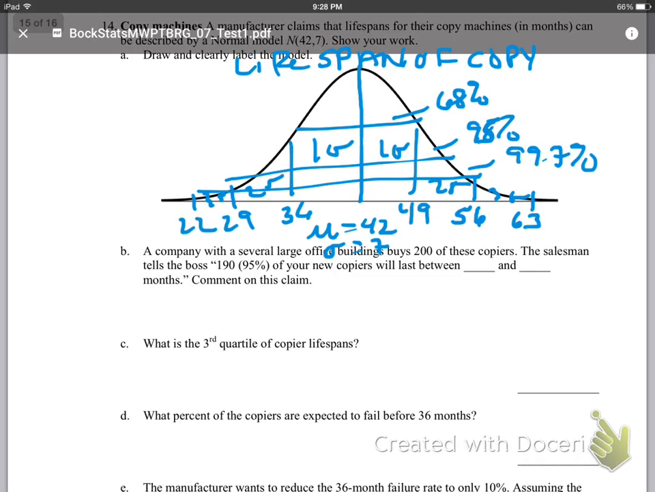Okay, copy machines, okay? Don't forget the title. Now it says here, a company with several large office buildings buys 200 of these copiers. The salesman tells the boss that 190 of them, 95% of your copiers, will last. Okay, so 95% is 2 standard deviations. 29 and 56. Okay, so comment on this, that this is just a prediction, just an estimate.